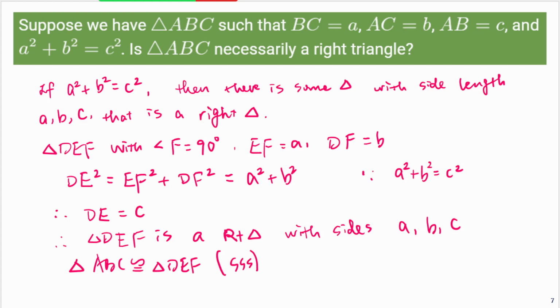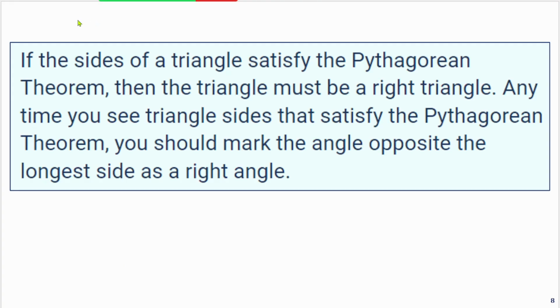So, put this in a summary. If the sides of a triangle satisfy the Pythagoras theorem, then that triangle must also be a right triangle. Anytime you see triangle sides that satisfy the Pythagoras theorem, you should mark the angle opposite the longest side as a right angle. Can you follow me?